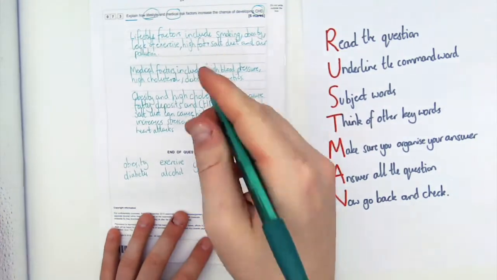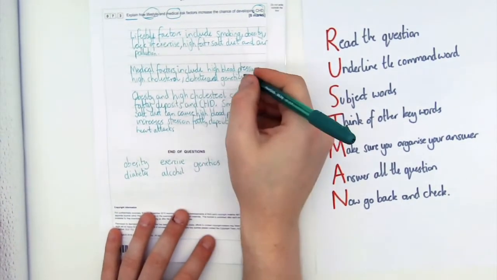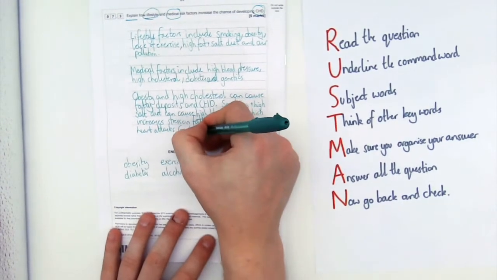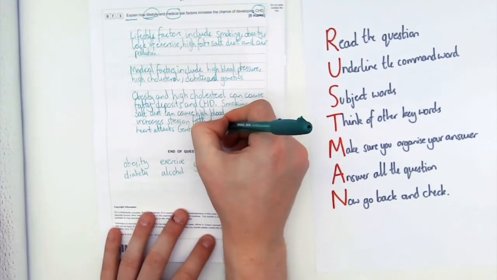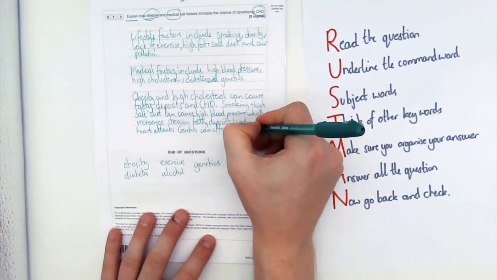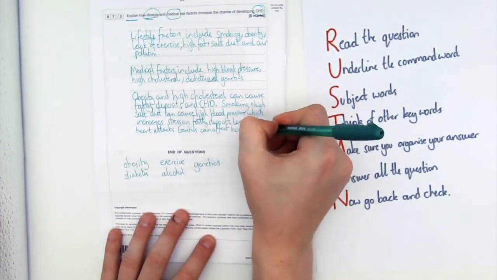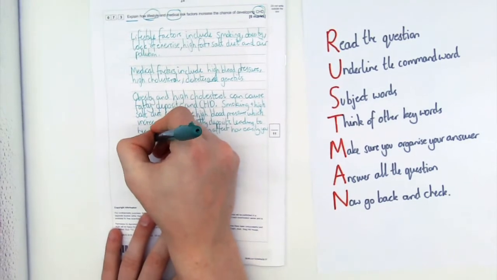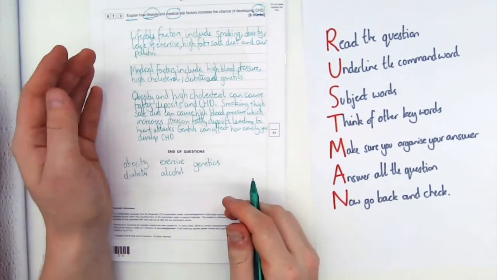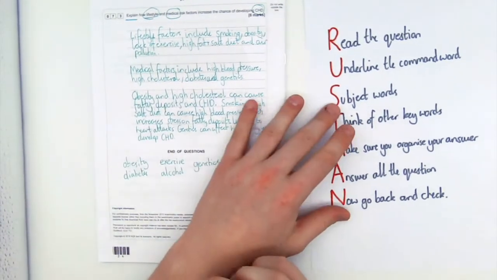And one more is I'm talking about the genetics. Okay, genetics can affect how easily you develop coronary heart disease. Okay, that's not the best answer, but I think I've hit all of the points.